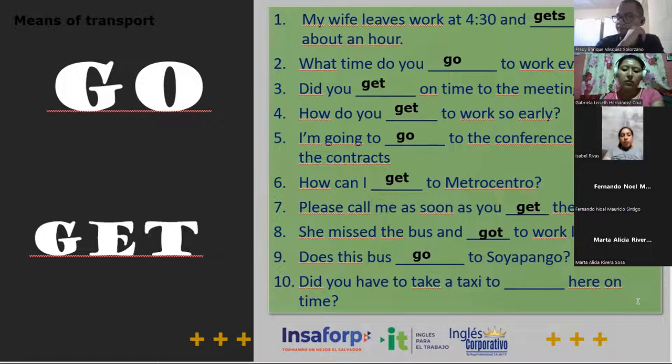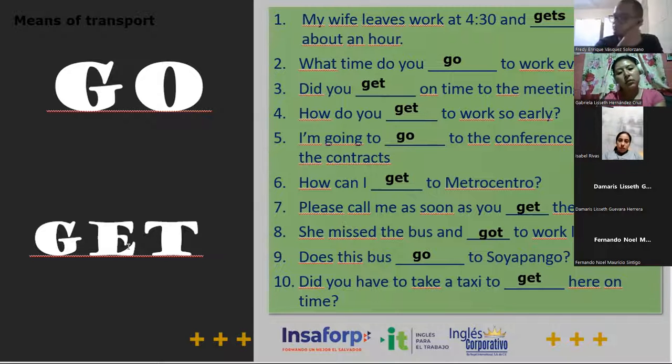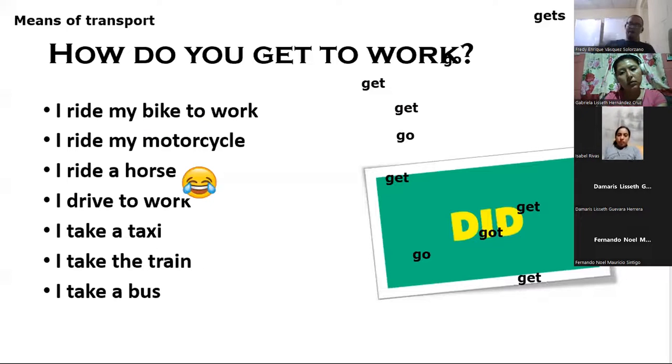Did you have to take a taxi to get here on time? Right. There you are. Do we get the difference between go and get? Do we get the difference? Yes. Okay, yes, so let's look at this.